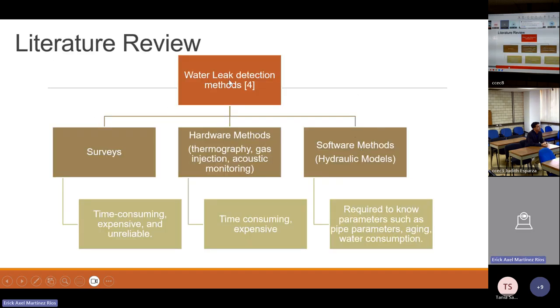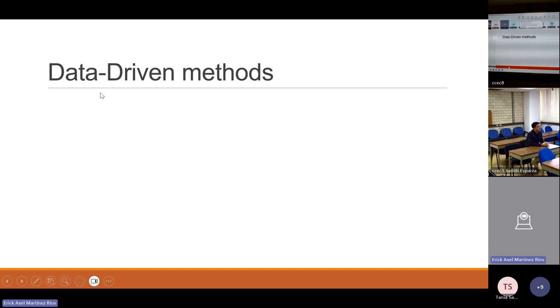So the problem of water leakage detection has motivated different methods to detect them in the literature. For instance, one of the common approaches is to use surveys. The problem of using surveys is that they are time consuming, expensive, and unreliable. Also, we can use hardware methods, for instance, thermography, gas injection, and acoustic monitoring. But the problem also of hardware methods is that they are time consuming and expensive. And on the other hand, we can use software methods like hydraulic models. But the problem for generating hydraulic models is that we require to know parameters of the water network pipeline, such as the pipe parameters, the aging of the pipe, and also the water consumption that is performed in the water network. Another approach is to use data-driven methods.